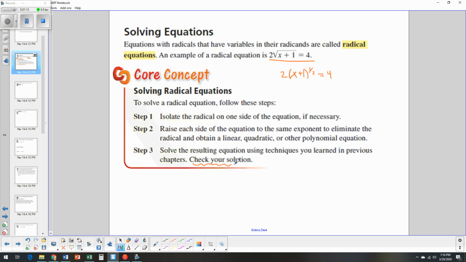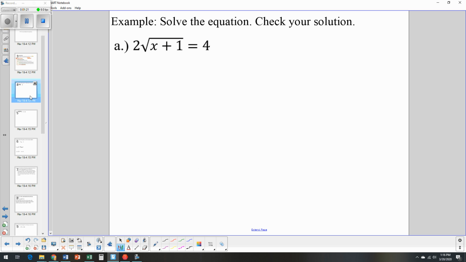It's important here that we check our solutions because sometimes we're going to get some extraneous solutions, and we have to make sure that we get rid of those. Our first example, we're going to solve this equation and check our solution. So like we said, we want to get this piece alone. Right now it's being multiplied by 2. To undo that, I could divide both sides by 2. And now I'll have the square root of x plus 1 is equal to 2.